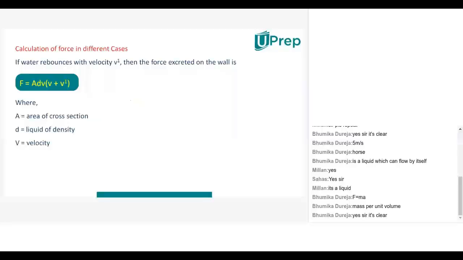Now first, suppose one pipe is there. From the pipe, water is coming like this and it is hitting the wall. And when it is hitting the wall, first the force exerted is how much? AV square D. But if in the opposite direction, fluid is moving with a velocity V1, then what do we have to write? AV1 D. Then what will be the total force?